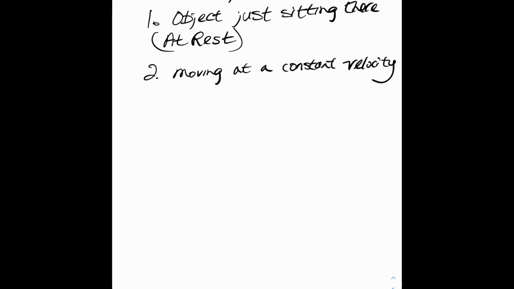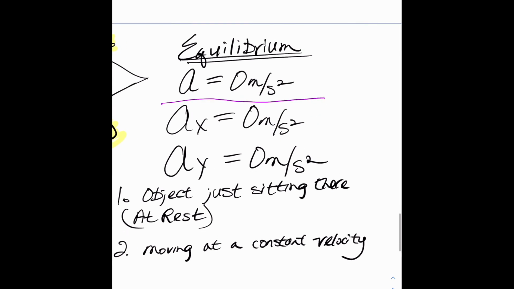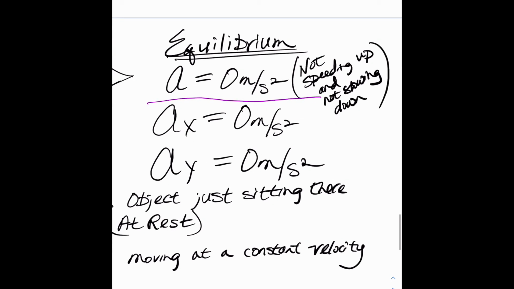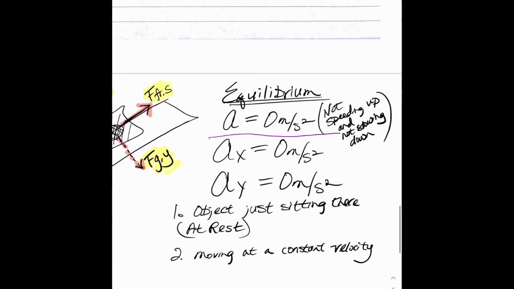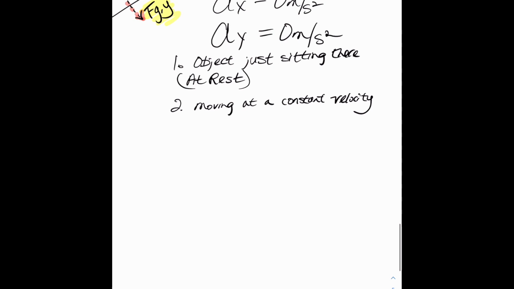And so the idea behind equilibrium then means that it's not speeding up or slowing down, right? So when we say the acceleration is equal to 0, we mean not speeding up and not slowing down. Because we all know speeding up is accelerating, but slowing down is also accelerating, which is weird to think about. Acceleration is changing your speed, changing your velocity. Velocity is speed in a direction.